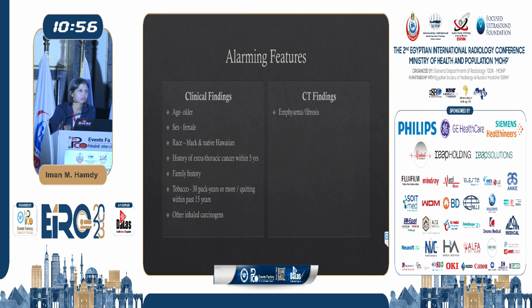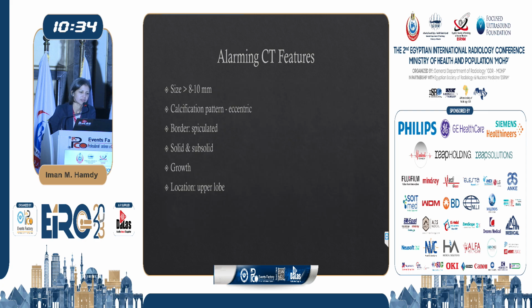Alarming features start with the history. The older the age, females are now equal or more affected than males. Race, history of extrathoracic cancer within the last 5 years, family history, smoking, and other inhaled carcinogens. Also, emphysema or fibrosis increase the probability of malignancy.